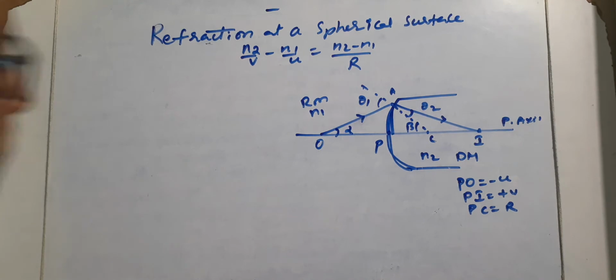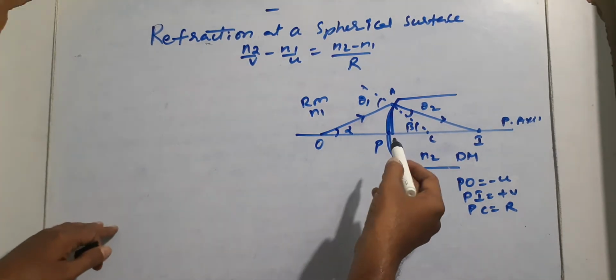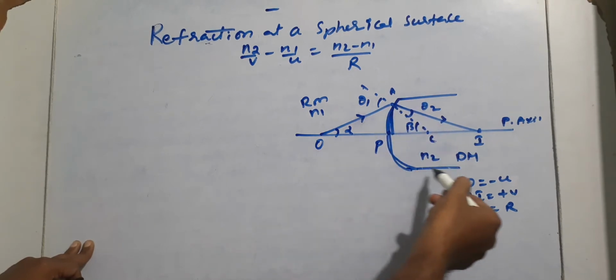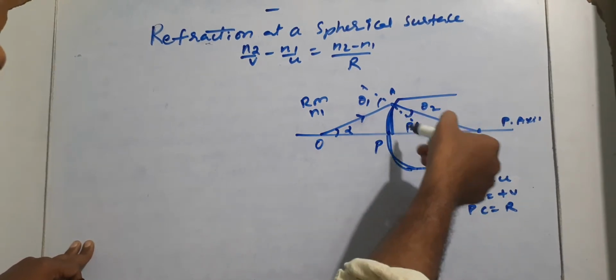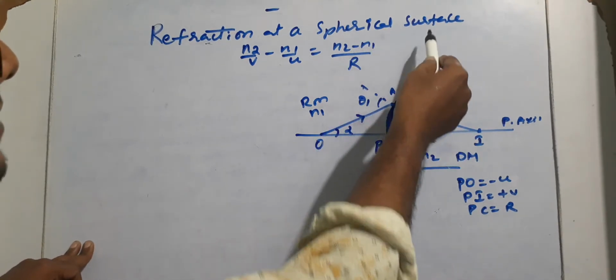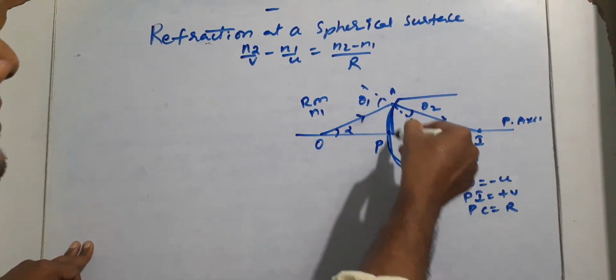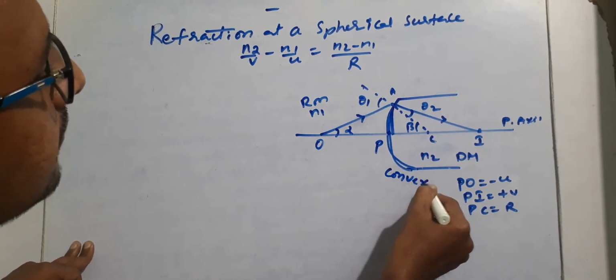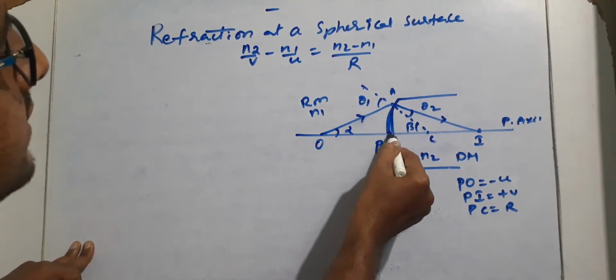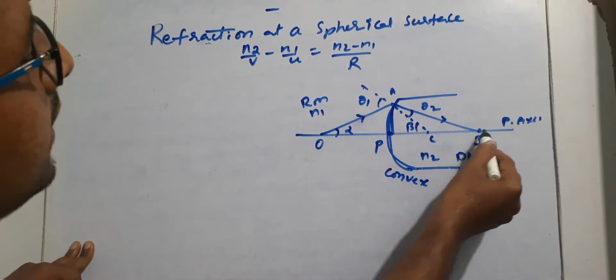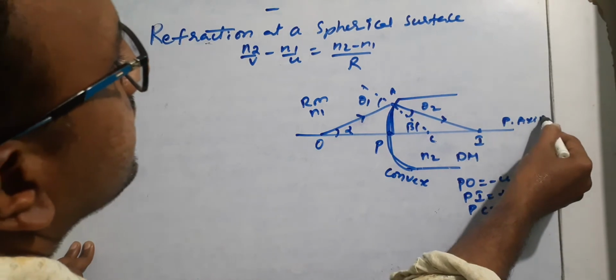So students, here this part is the denser medium. It is the denser medium which has a spherical surface, that is a convex surface. Its optic center is P, and OPI is the principal axis.